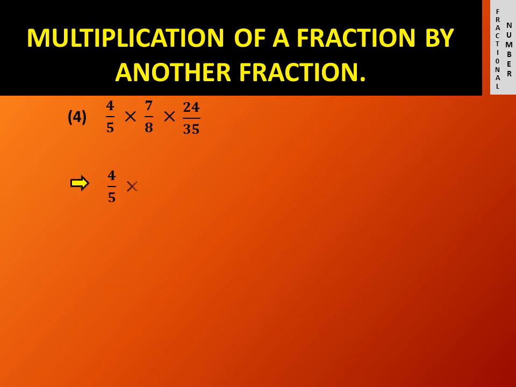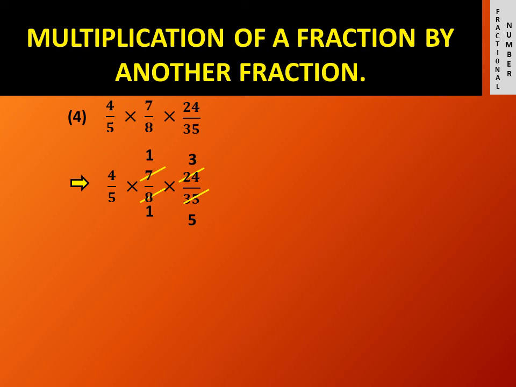Question number 4. 4 upon 5 multiply 7 upon 8 multiply 24 upon 35. If numerator and denominator are divisible by the same number, we need to cancel them out by the same number. Here I see 7 divides both 7 and 35. So cancel them out by 7. 7 divided by 7 is 1 and 35 divided by 7 is 5. Again 8 divides both 24 and 8. So cancel them out by 8. 24 divided by 8 is 3 and 8 divided by 8 is 1.